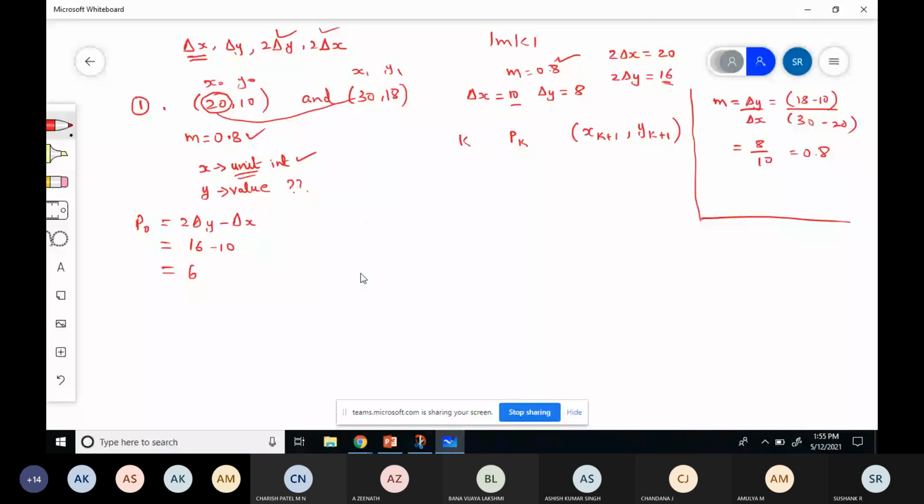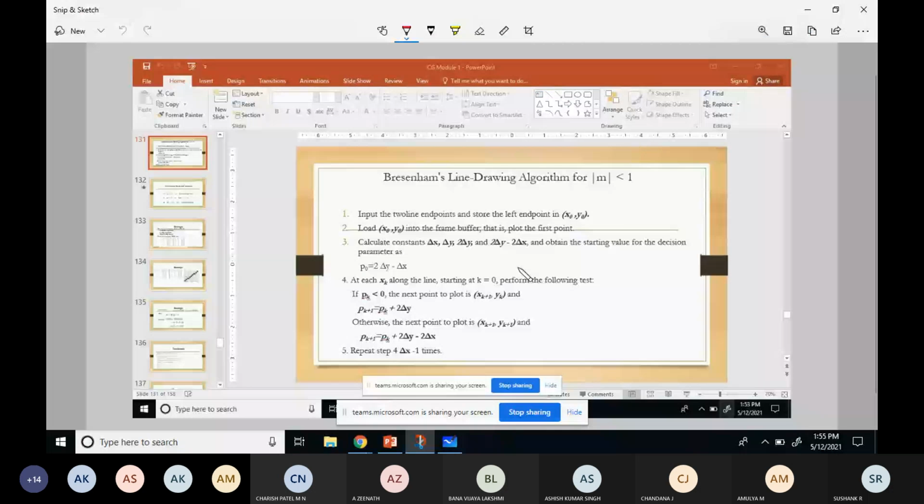So now what is the next step? The p naught value I've got is 6, so the line will start from k equal to 0. If p naught is greater than 0, I have to select this point. So p1 will be p naught plus 2 times delta y minus 2 times delta x. This is the formula which I have to calculate.